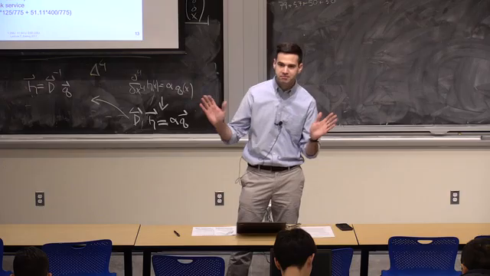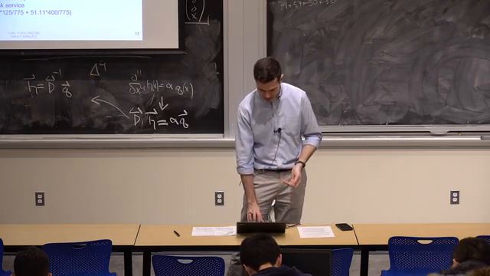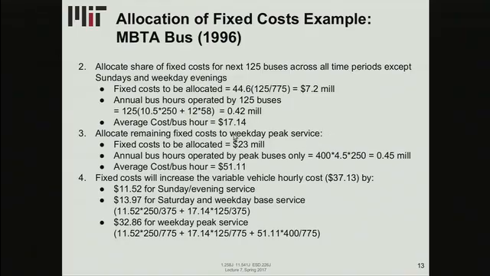Do you follow? Any questions on this? Okay, now let's do the peak. That's the most expensive part. So how much do we have to allocate? It's 23 million. How do we get that? 44.6 total times 400 divided by 775.